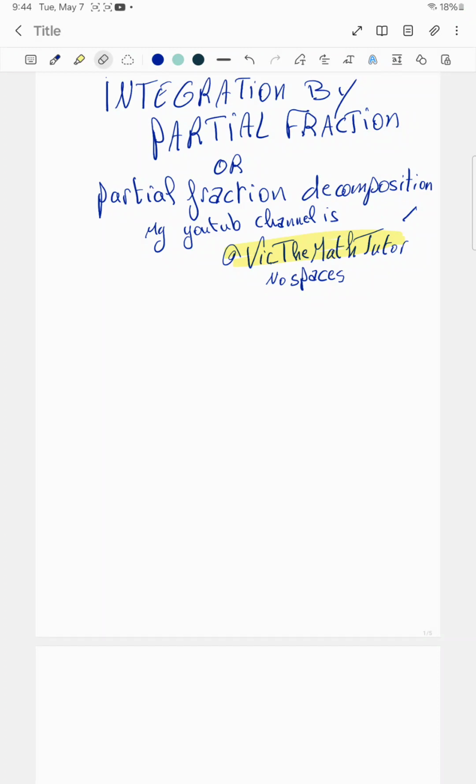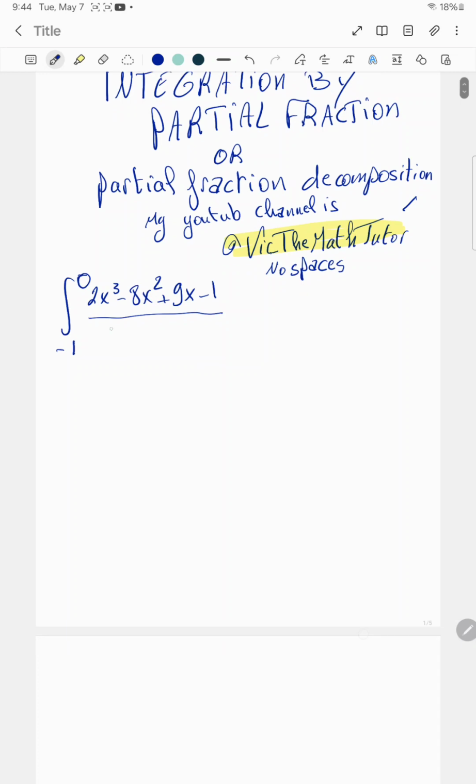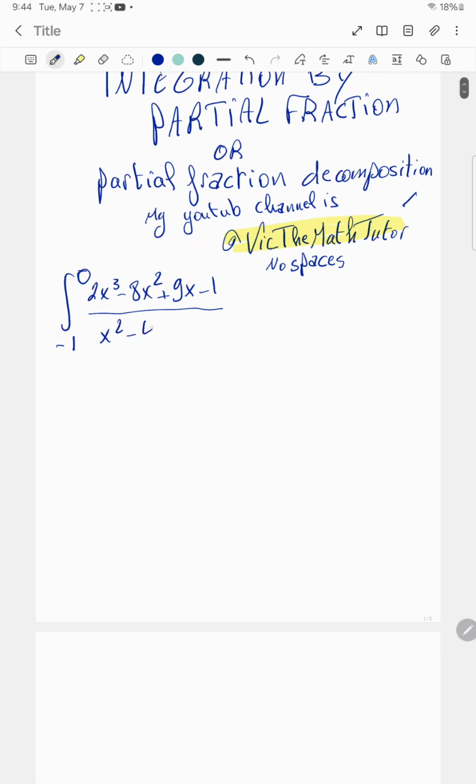In this video, we will do integration by partial fraction and I will explain the concept by solving an exercise. The example that I'm going to do is the integral between minus 1 and 0 of 2x to the power of 3 minus 8x to the power of 2 plus 9x minus 1 divided by x squared minus 4x plus 3 dx.